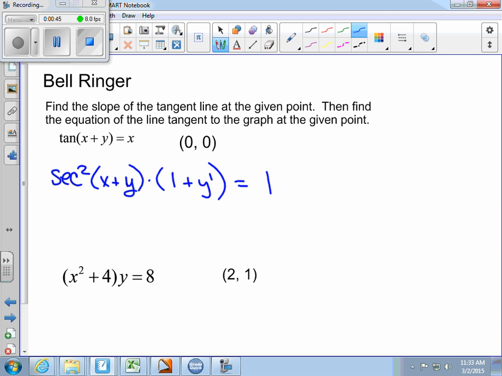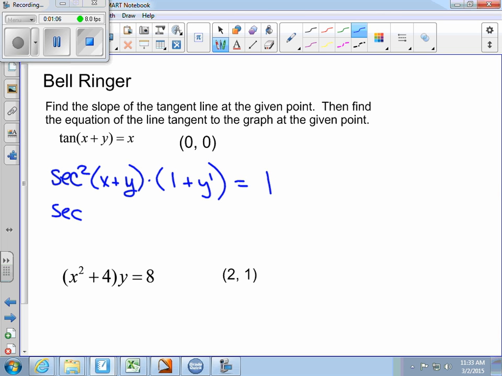Now you've got two options. You could solve for y prime first. You would divide by secant squared of x plus y and then subtract 1. You can do it that way. But because I only want a numerical value for y prime, you could also go ahead and plug 0, 0 in for x and y, and then solve for y prime. It's up to you how you do that. That's what I'm going to do.